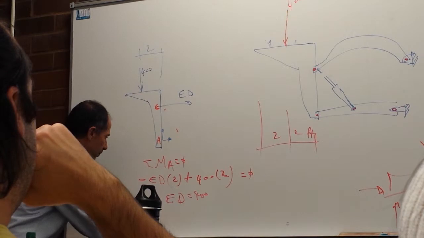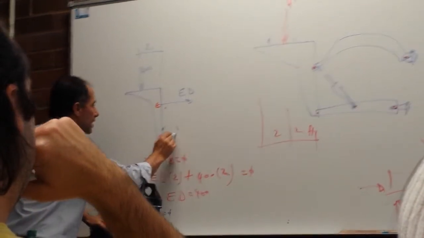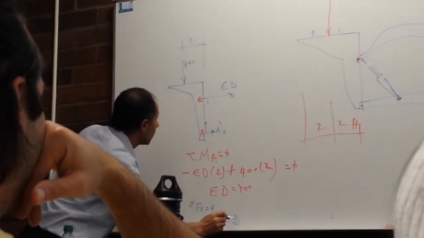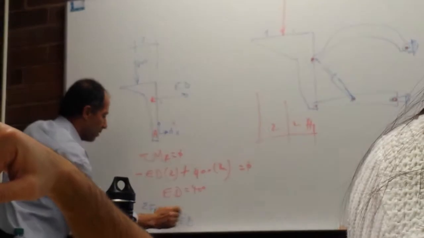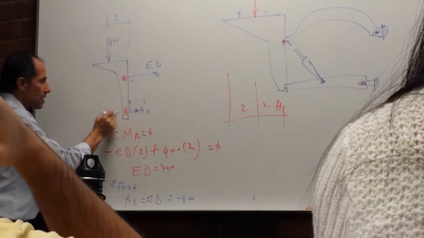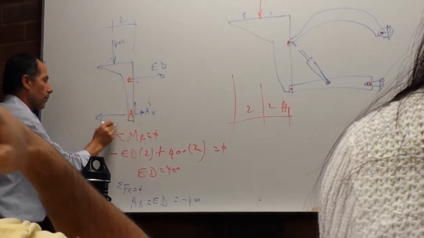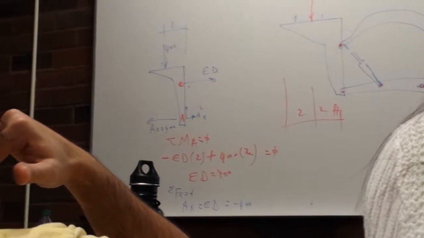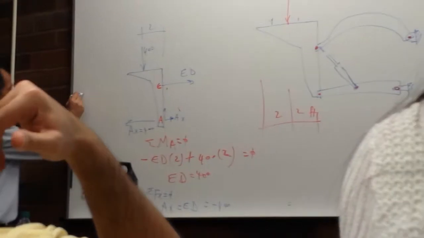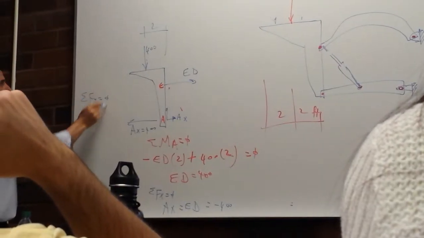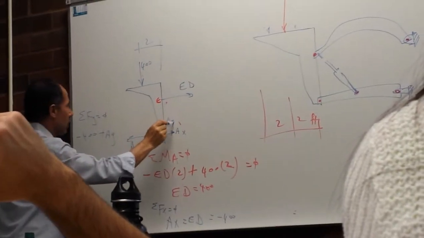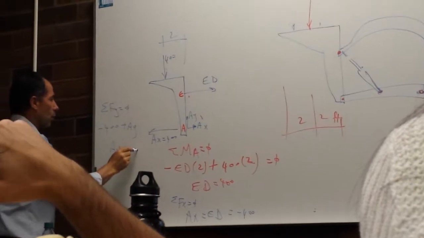Sum of forces on X equals 0. This is AX. AX equals ED, correct? Equal negative the 400, or AX in this way. Correct? Everybody? Sum of forces on Y equals 0. I have negative 400 plus AY, or AY equals 400.